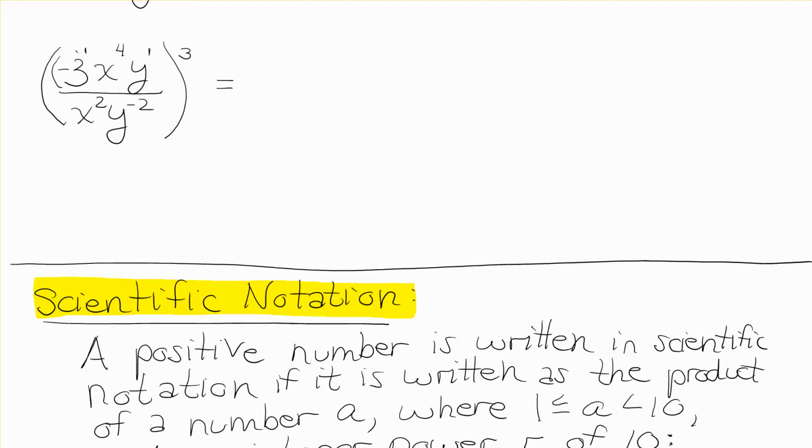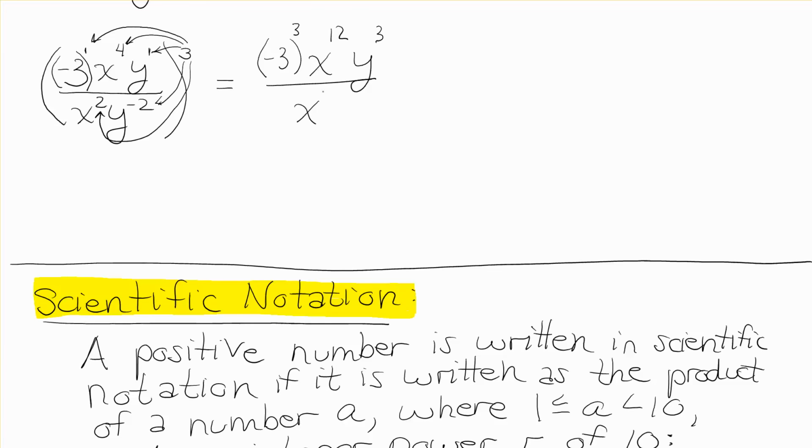And when we do our negative 3, we're going to put parentheses around that because that negative is also being raised to the third power. So let's go ahead and apply the exponent on the outside to all those exponents on the inside. We'll multiply them all. So we get negative 3 to the third power, x to the 12th power, y cubed, over x to the 6th power, y to the negative 6th power.